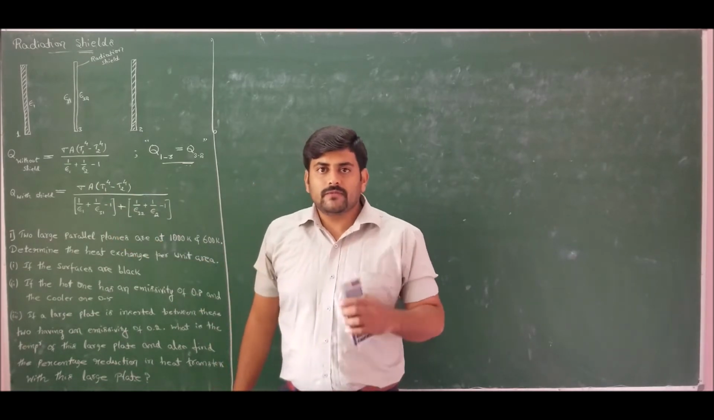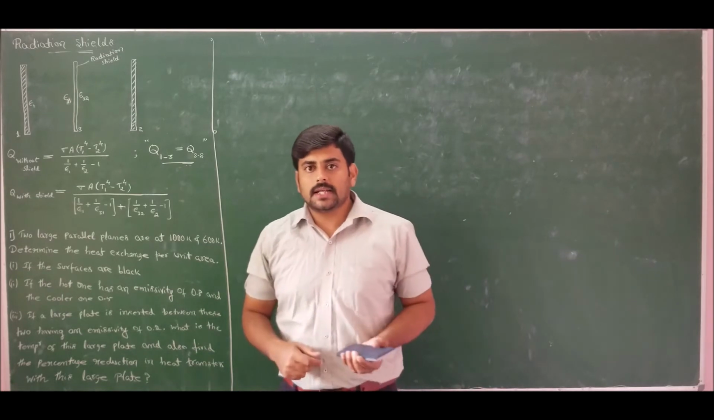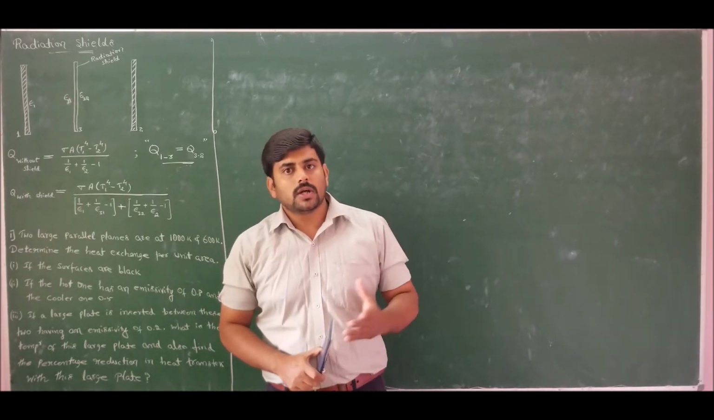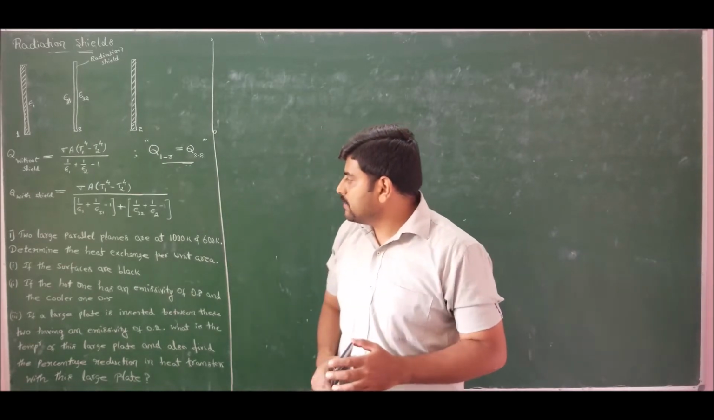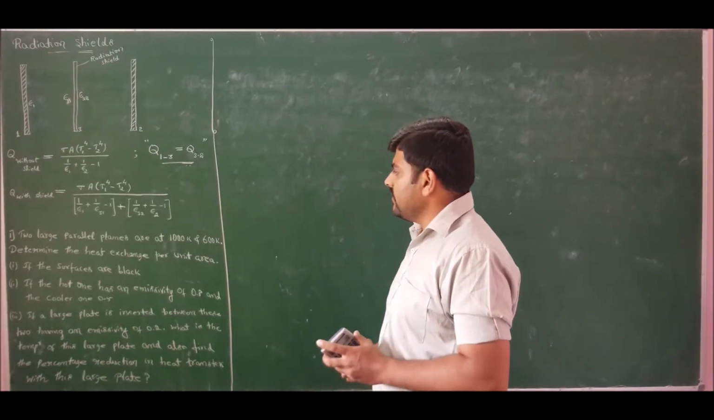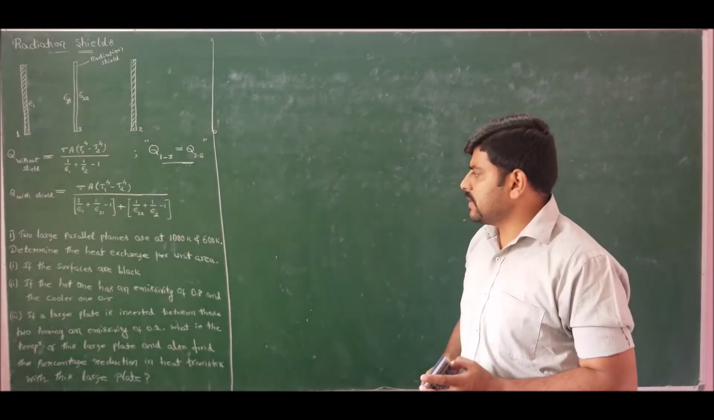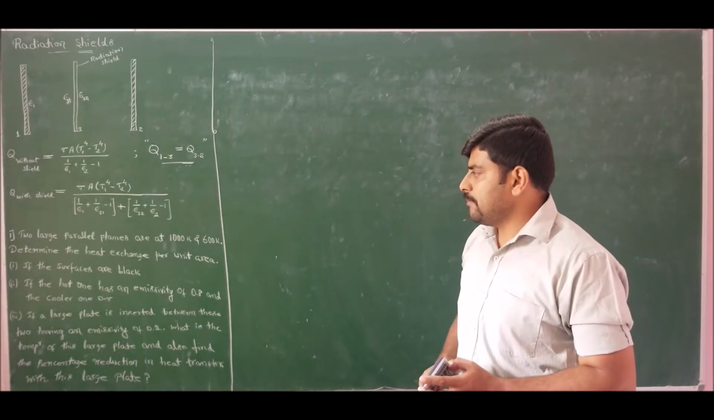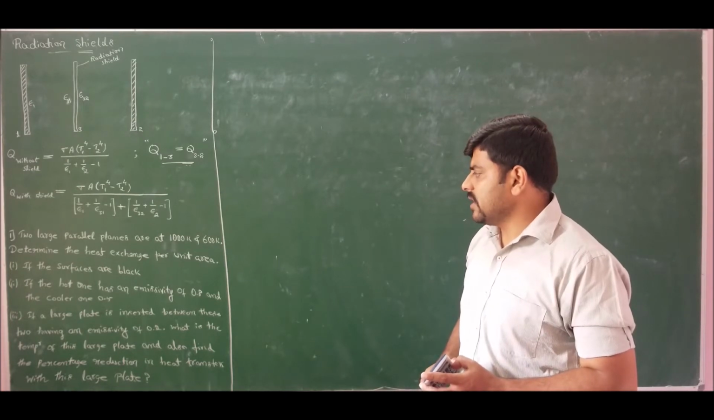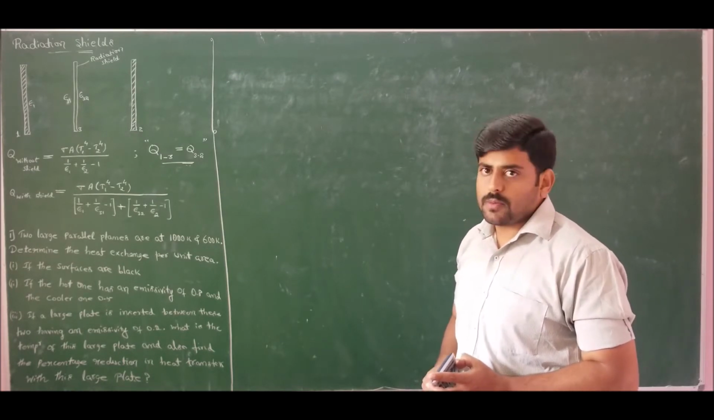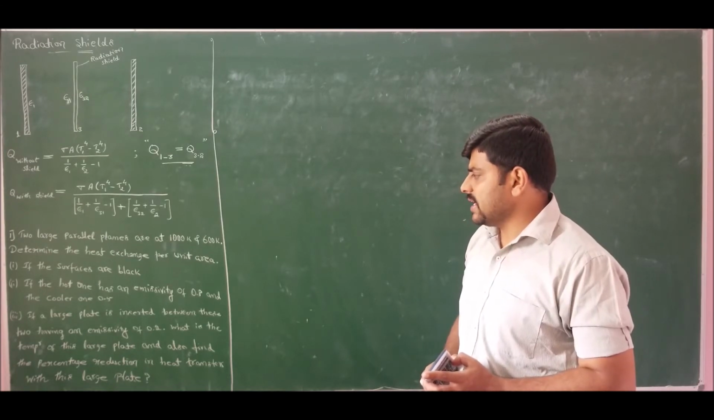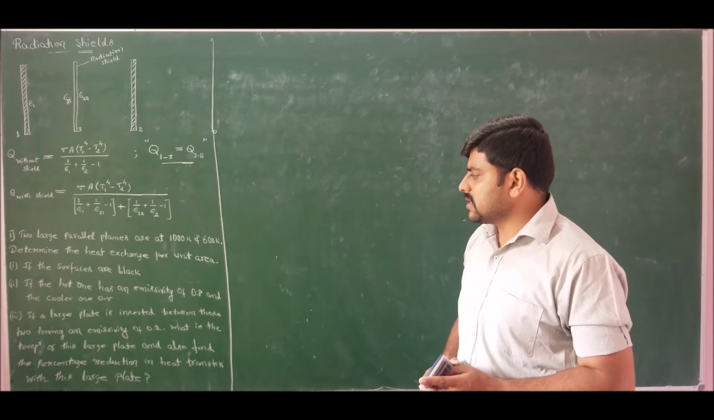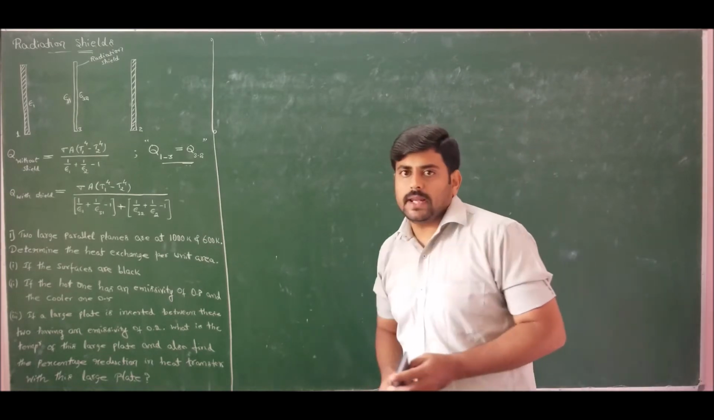With this very brief introduction to radiation shields, let us clearly understand how effective a radiation shield is by solving two numerical problems in today's lecture. Problem number 1 states that two large parallel planes are at 1000 Kelvin and 600 Kelvin. Determine the heat exchange per unit area if the surfaces are black. If the hot one has an emissivity of 0.8 and the cooler one of 0.5, and if a large plate is inserted between these two having an emissivity of 0.2, what is the temperature of this large plate, and also find the percentage reduction in heat transfer with this large plate.